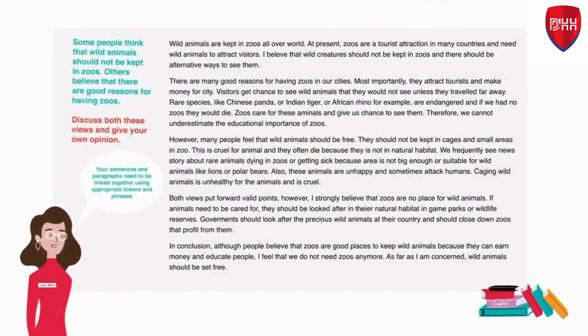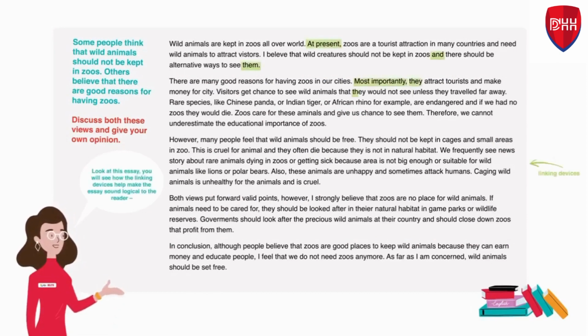Step 4. Use linking devices. Your sentences and paragraphs need to be linked together using appropriate linkers and phrases that help to make your answer logical and clear. Look at this essay. You will see how the linking devices help make the essay sound logical to the reader. It is the glue needed to stick it all together.